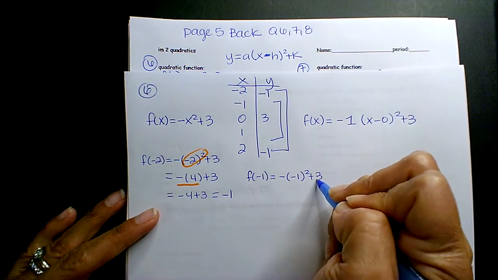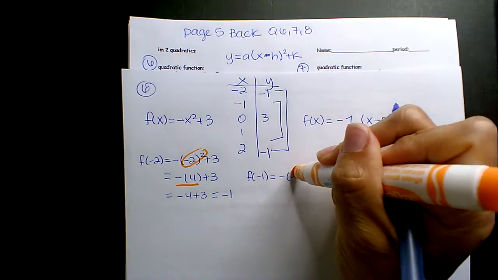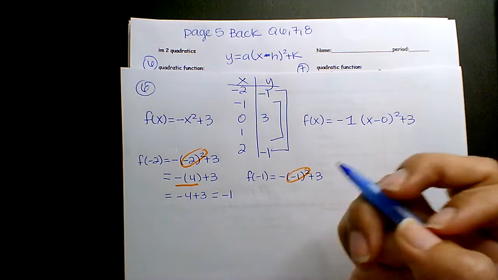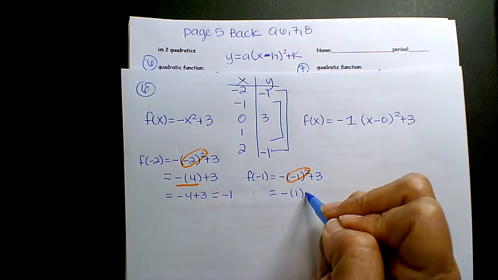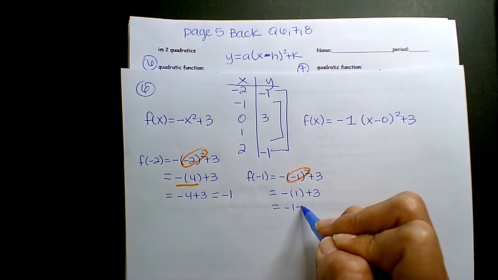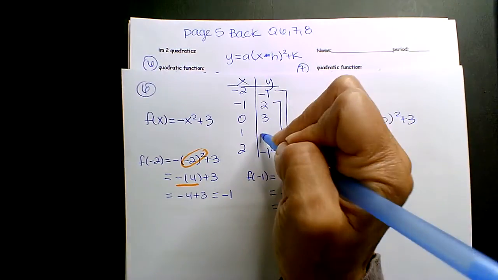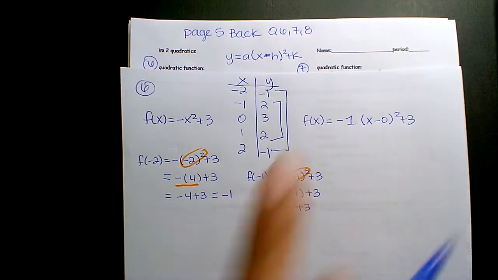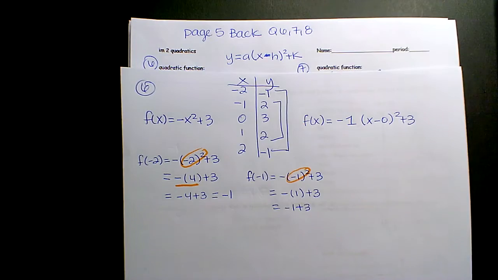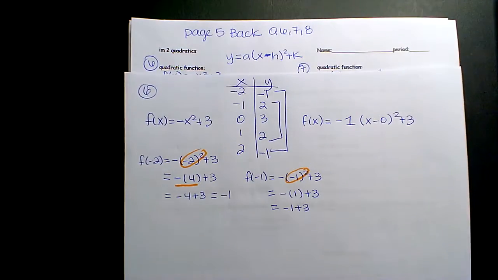-1 squared plus 3. Again, order of operations. -1 squared is 1. And so you get 2, right? And so that is where you're going to plot these points here, which we'll do in a second.